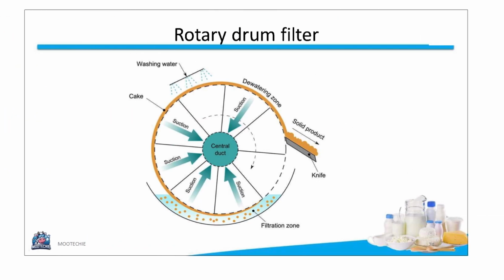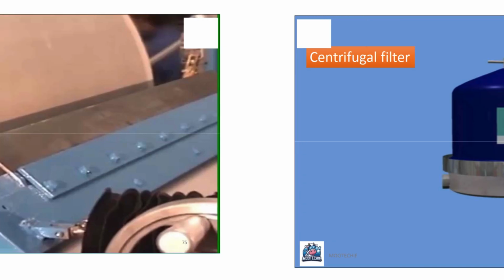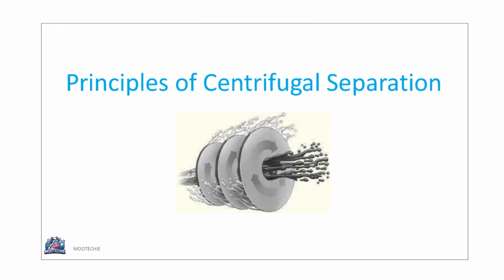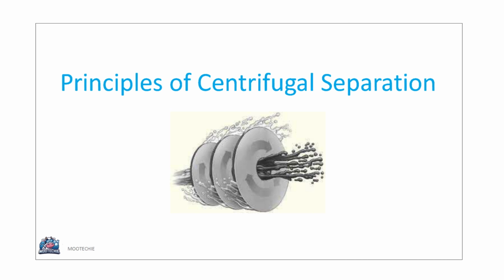Next, we have the rotary drum filter, which is a continuous filtration system. This slide shows an image of a rotary drum filter. Another type is the centrifugal filter, which uses rotational force to drive the filtration process. This slide shows an image of a centrifugal filter. We will now return to the principles of centrifugal separation, building on our earlier discussion.